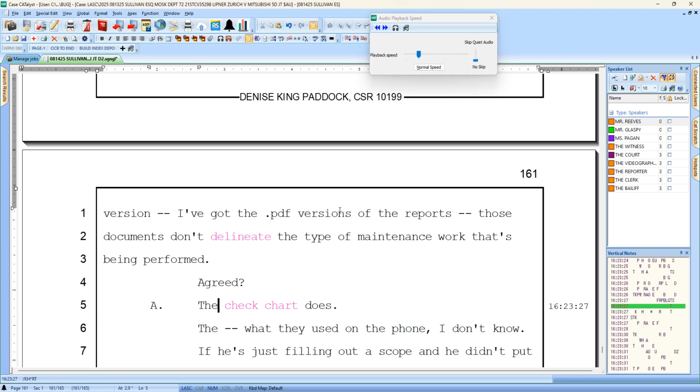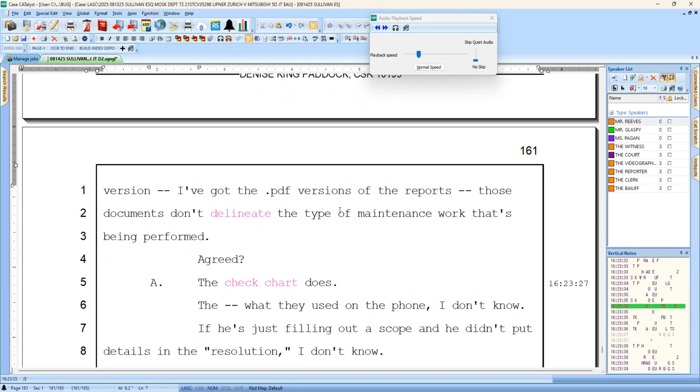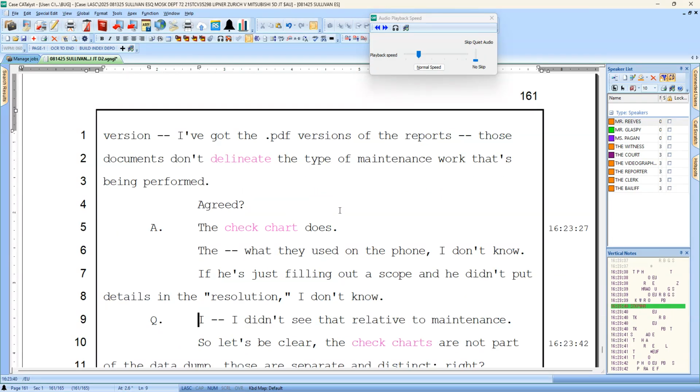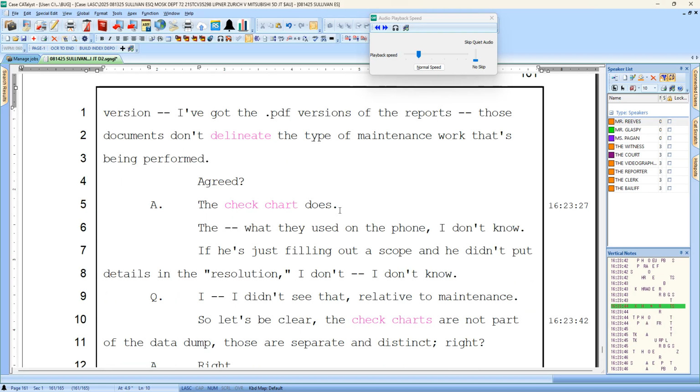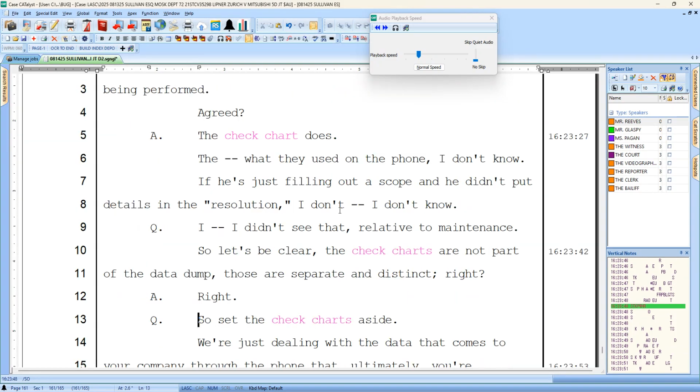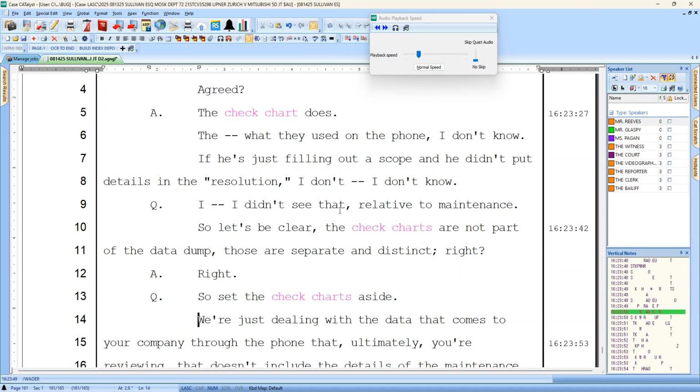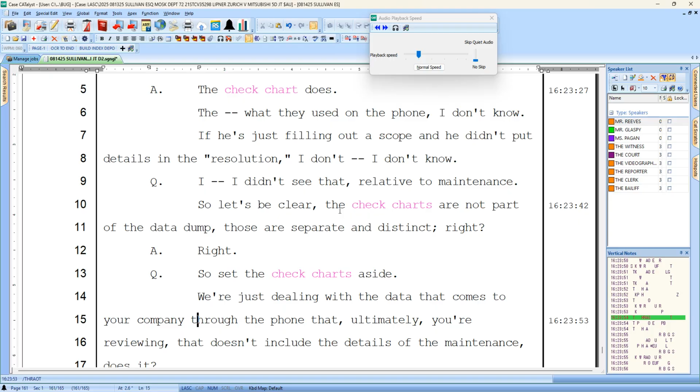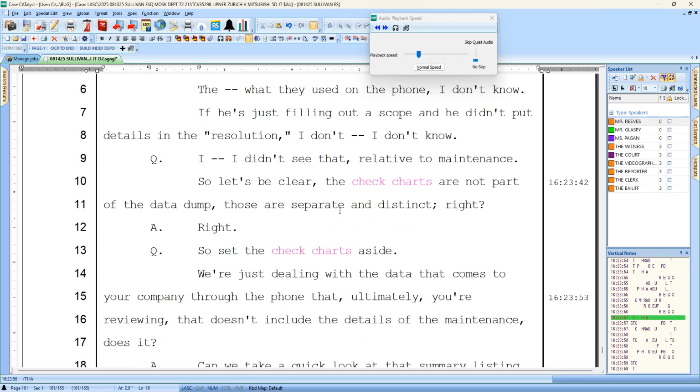What they used on the phone, I don't know. If he's just filling out a scope and he didn't put details in the resolution, I don't know. I didn't see that relative to maintenance, so that, and let's be clear, the check charts are not part of the data dump. Those are separate and distinct, right? Correct. So set the check charts aside. We're just dealing with the data that comes to your company through the phone that ultimately you're reviewing. That doesn't include the details of the maintenance, does it?